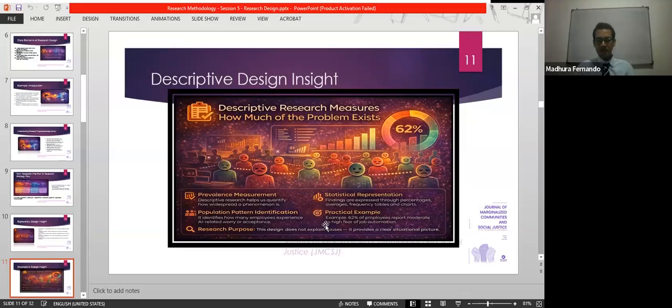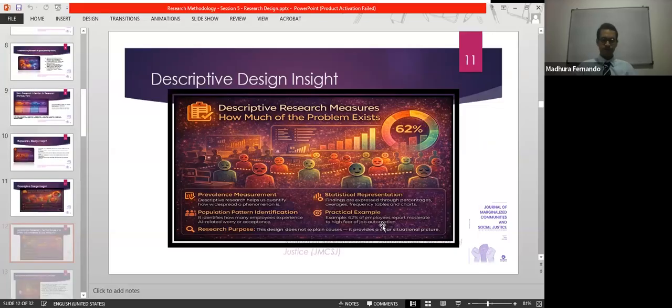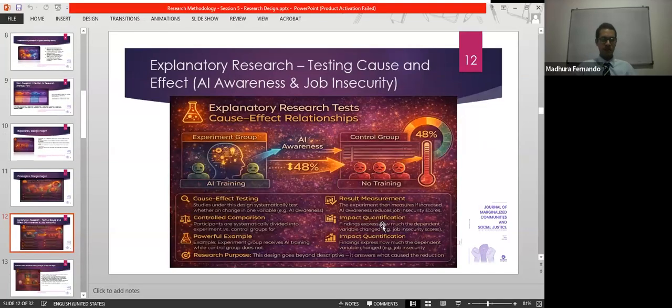This is a practical example. 62% of employees report moderate to high fear of job automation. Now you can get that easily using a questionnaire, right? So this comes under descriptive design insight.